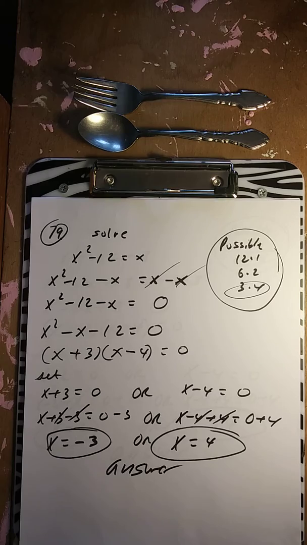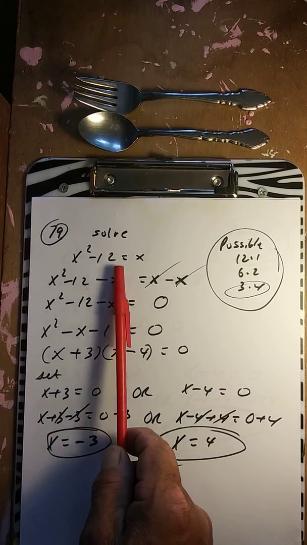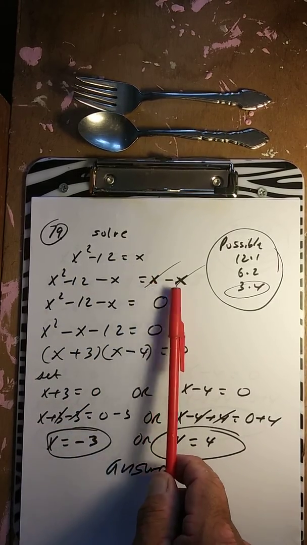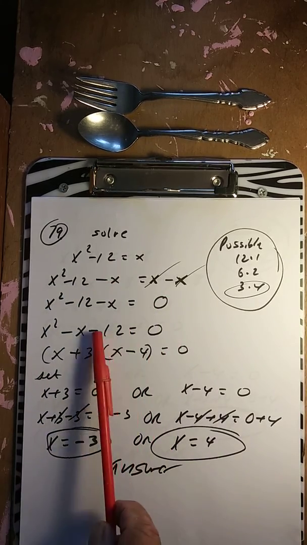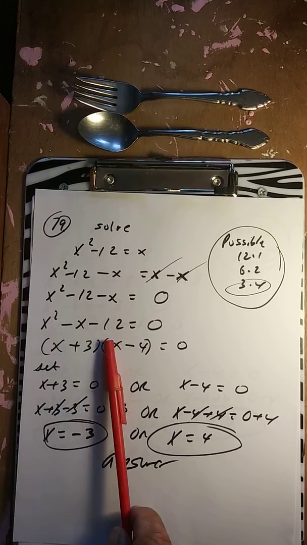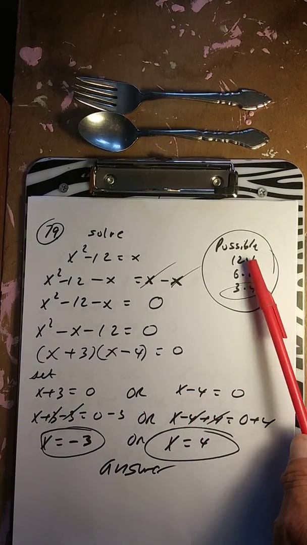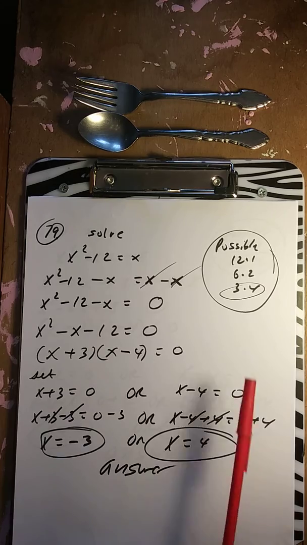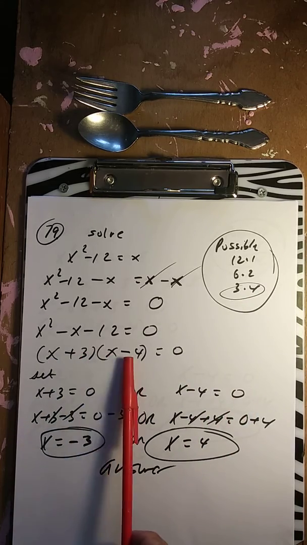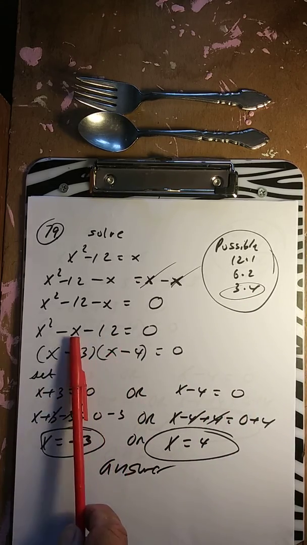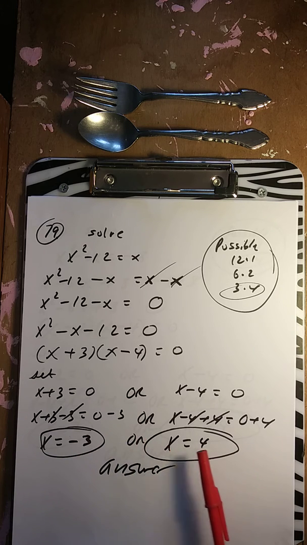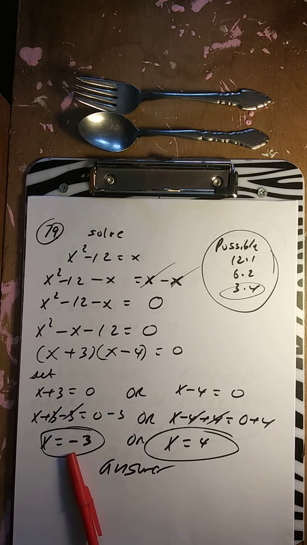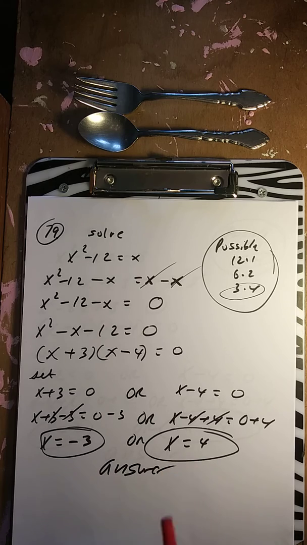This one, we've got to rewrite it. x squared minus 12 equals x, so minus x on both sides, so we have x squared minus 12 minus x equals 0. Rewrite this: x squared minus x minus 12 equals 0. Possible numbers are 12 and 1, 6 and 2, 3 and 4, but we're going to choose 3 and 4. Does that work? Let's see. 3 times negative 4 is negative 12. 3 minus 4 is negative 1. x and x, x squared. x plus 3 equals 0, minus 3, so x is negative 3. Or x minus 4 equals 0, plus 4, plus 4, so x equals 4. So x equals negative 3 or x equals 4. The answer.